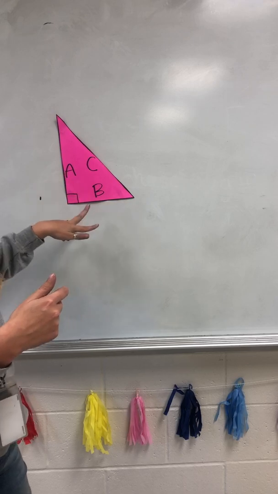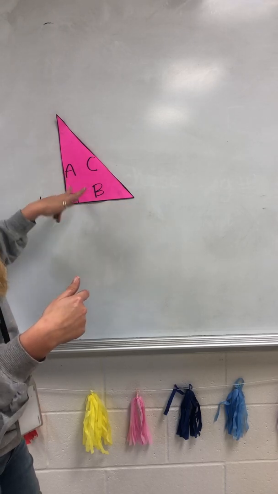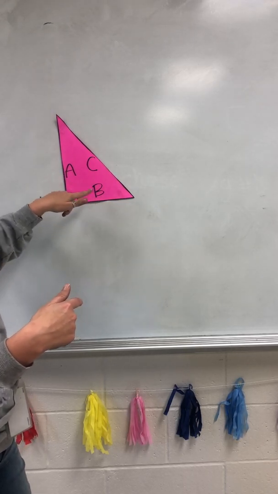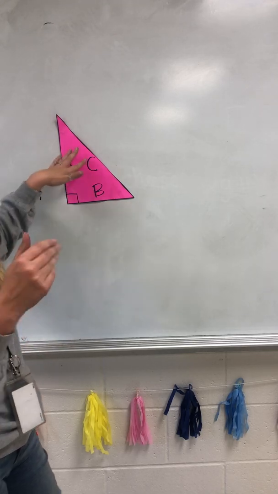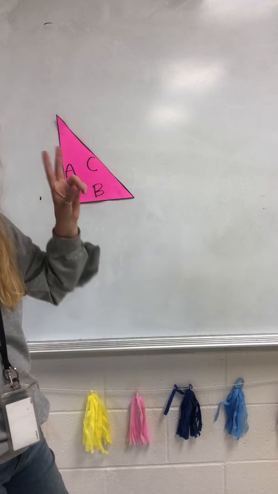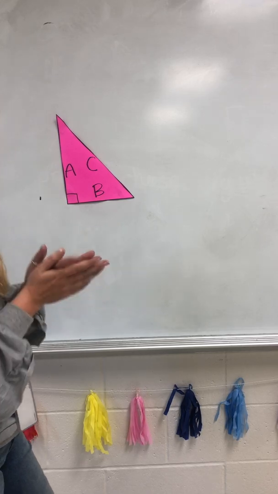The other two are A and B. It really doesn't matter which one's A and B. This could be B and A or A and B. Doesn't matter as long as C is the long one, the hypotenuse. It's a fun word to use in math, hypotenuse.